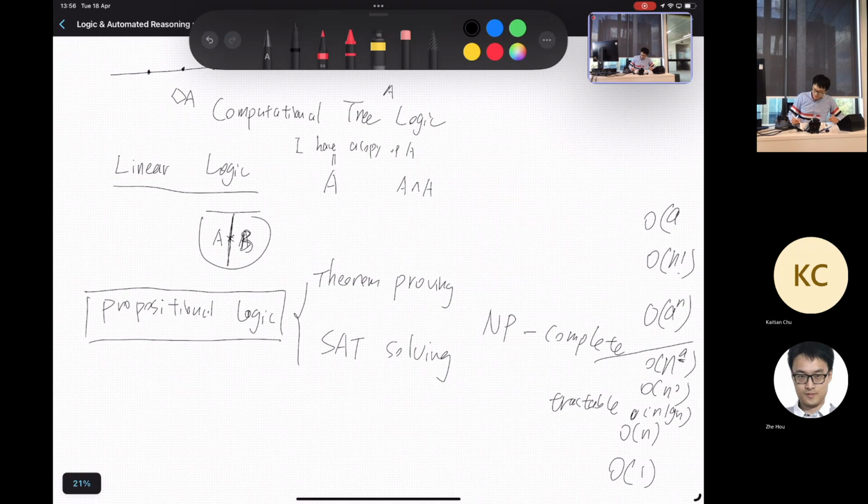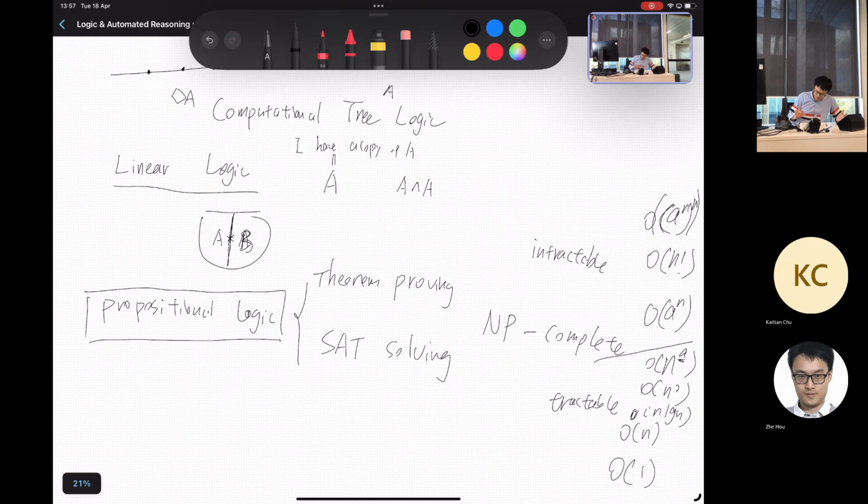Sometimes you get something even worse. You can have double exponential, to the power of n and then to the power of n. That goes really bad. Those are called intractable, meaning today's computers can't really solve them efficiently.